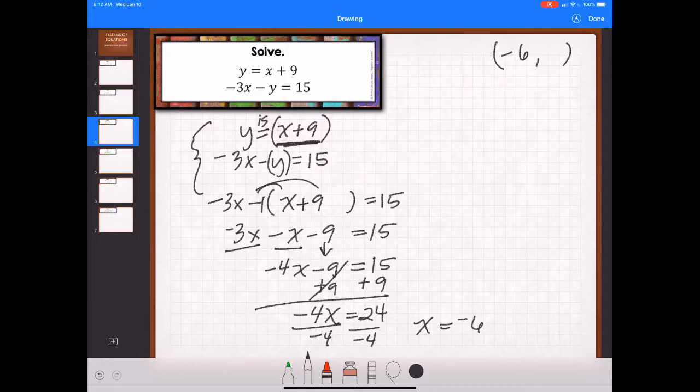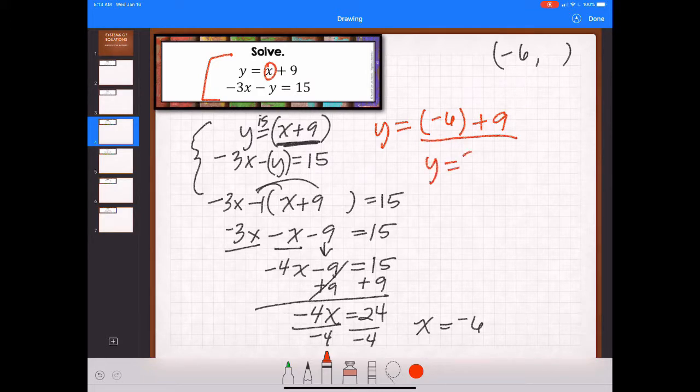Now I'm going to go into the system. So I'm going back up here, and instead of x, since I know what the value is now, I'm going to substitute it. So y equals, x is negative 6, and then plus 9. And then I'm going to simplify that right here. So y equals 3. And then my solution is (negative 6, 3).